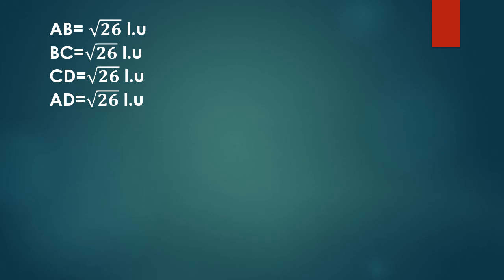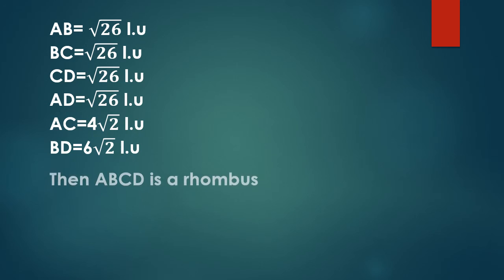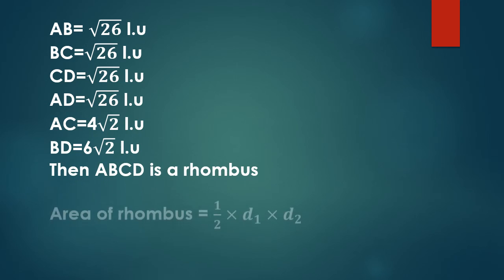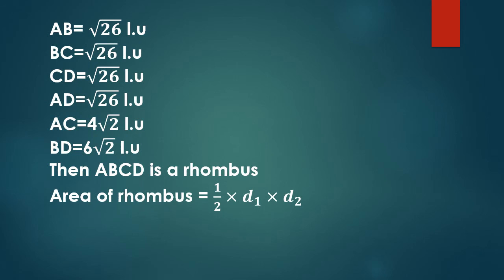And we must find the lengths of the 2 diagonals. The first diagonal is AC. Then AC equals 4 square root 2 length units, and BD is 6 square root 2 length units. Here we have all sides equal and the 2 diagonals not equal, then this shape is a rhombus. To find the area of this rhombus, the area of a rhombus equals half times d1 times d2. Then half times 4 root 2 times 6 root 2 will be 24 square units.